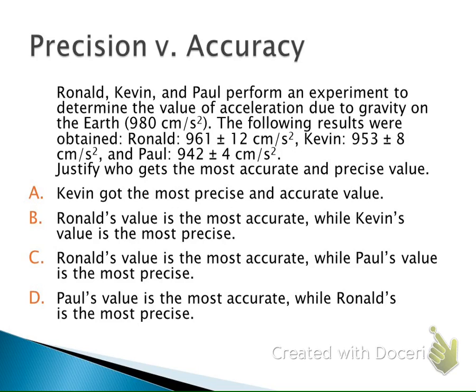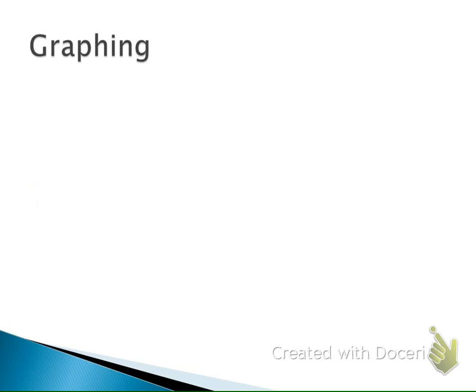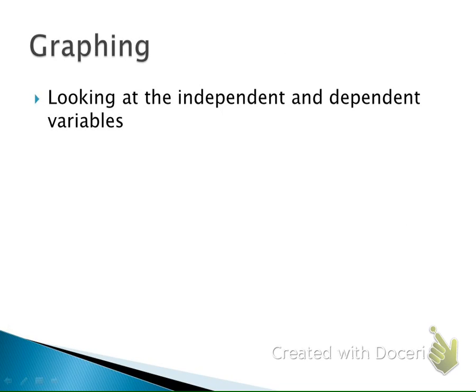So raise your hand if you think A is the correct answer. B, C, or D. Very good. Okay, C is the correct answer. Ron's value is the most accurate because his overall measurement is closest to 980. And Paul has the most precise because he only had 4 centimeters per second squared variance within his measurement. So his were pretty close together, but not very close to the right one. Okay? Very good.